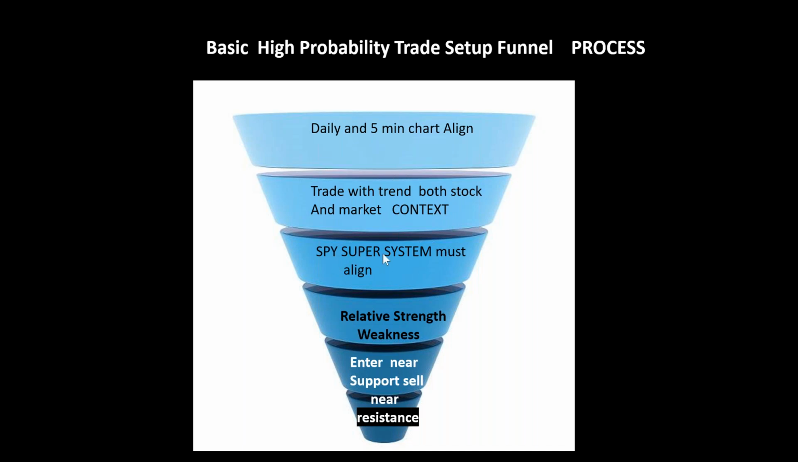Okay. Then we use the SPY super system. They must align. And as I said, if you're trading swing type trades, the multi-time frame momentum and the current time frame momentum have to be bullish for long and bearish for short. They've got to align up. This is critical. If this isn't the case, we can't take a trade.